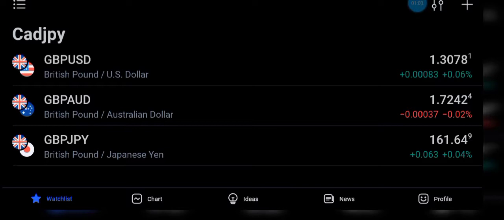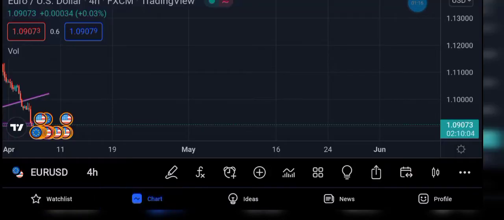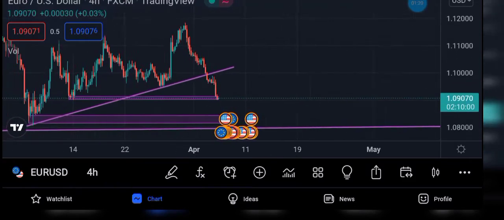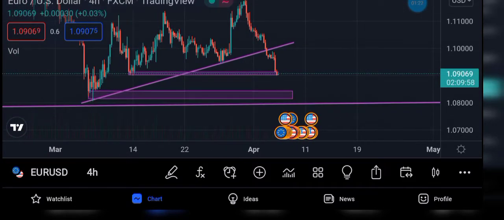You understand? Top down analysis. Basically I trade these three pairs, GBP USD, AUD, and GBP JPY, but today I'll be using something different. That's euro. I'll be using the euro for that. I have some analysis here, I'll be cleaning them, I won't be starting over.